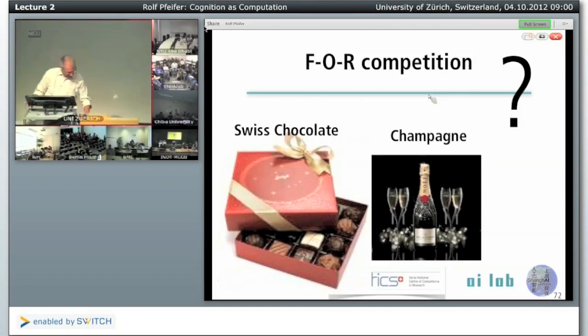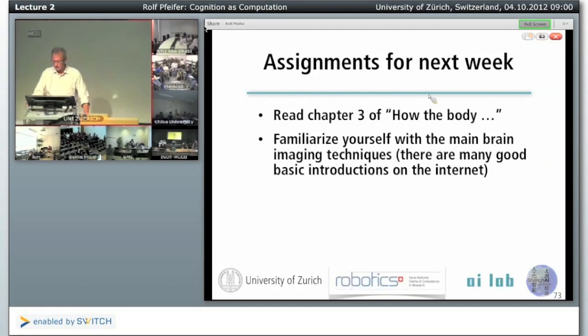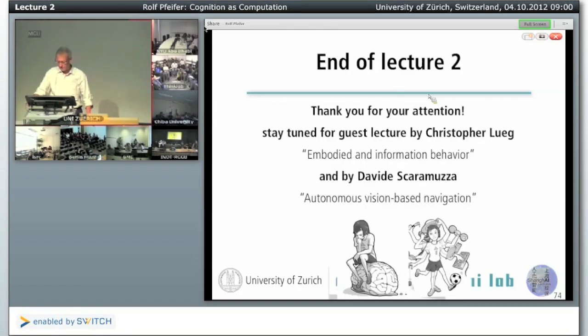Okay, I think that's it for today. Assignments for next week would be reading chapter 3 of the book, and familiarize yourself with the main brain imaging technologies, which are papers that are sort of background information that you should have. I'm not going to talk about it here. And now we have a short break, and then we will have two presentations, one from Australia by Professor Christopher Luke on embodied and information behavior, and then by Davide Scaramuzza. Okay, let's take a short break, and then we will start. We will switch to Tasmania and have Christopher's guest lecture.